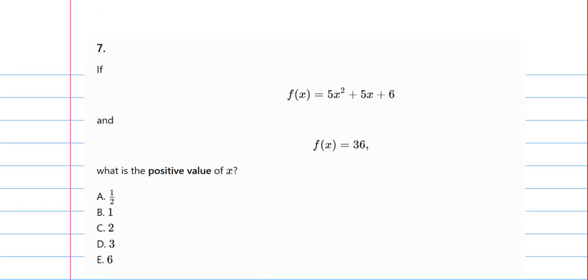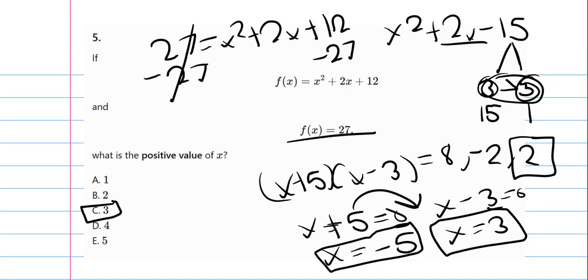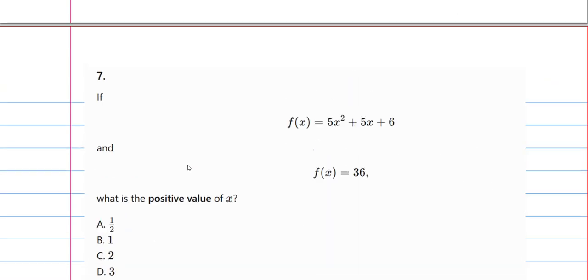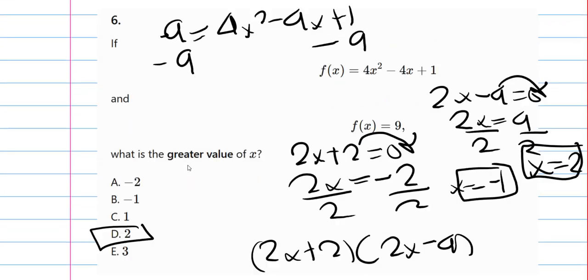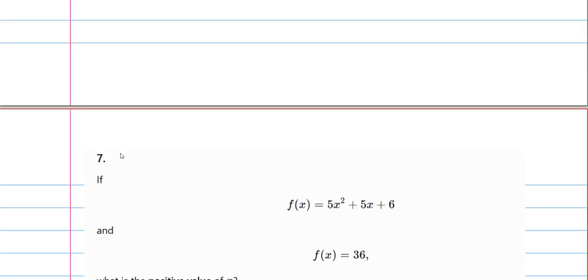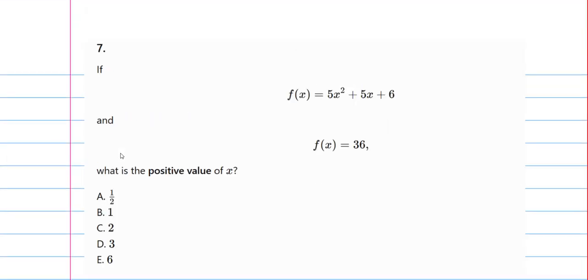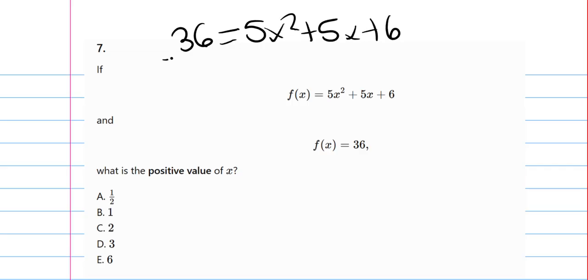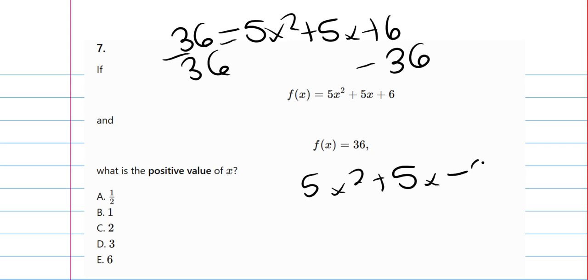And next, last, we're number 5, right? Where's number 6? Well, that's number 6. So we're number 7. Number 7 now. So now in number 7, we can just use the AC method again. So yeah, plug in 36, 5x squared plus 5x plus 6 minus 36 on both sides. We would be left with 5x squared plus 5x minus 30.